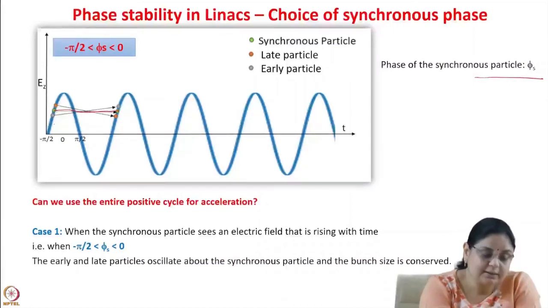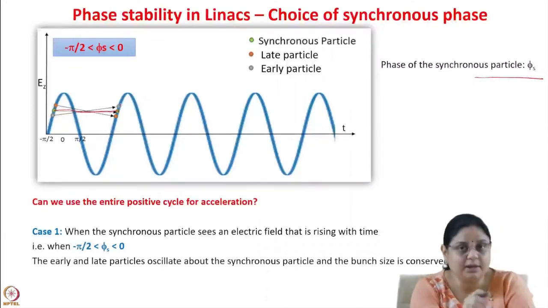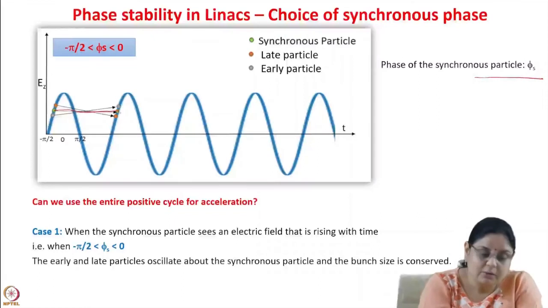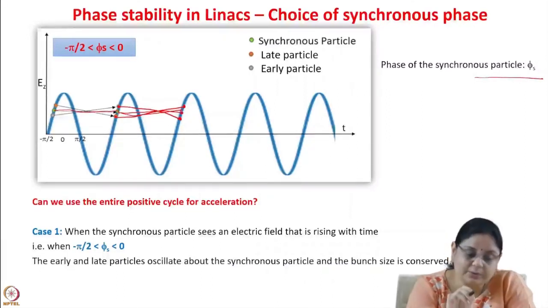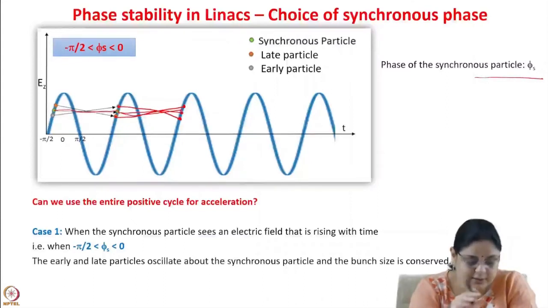So we see that the particles around the synchronous particle, in going from gap to gap, simply keep oscillating about the synchronous particle, and the beam bunch is maintained. When they move from this gap to here, the synchronous particle will again come in time. This is now the late particle, it will come early, and this particle, which is now the early particle, will come late. So the particles are simply oscillating around the synchronous particle, and the beam bunch is always maintained.